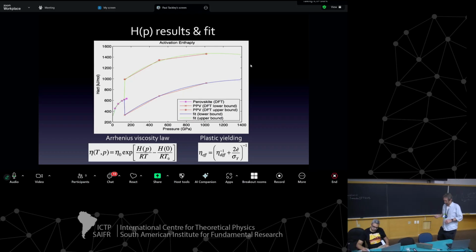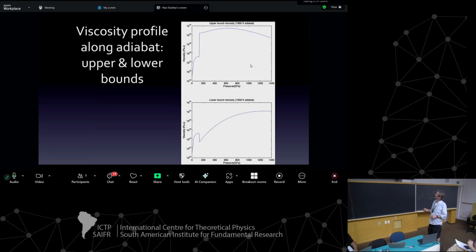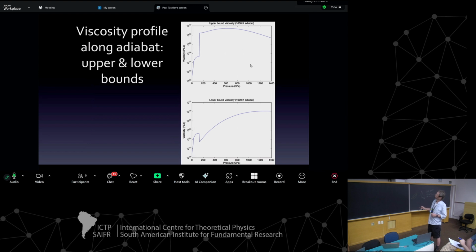So anyway, we can make predictions using both of these for just simple diffusion creep. This would be the viscosity profile for the easiest diffusion. So you get probably a decrease and then quite a large increase along an adiabat. This is along an adiabat. For the most difficult diffusion direction, you just get a really high viscosity. But that doesn't seem to be what we're seeing in Earth anyway.